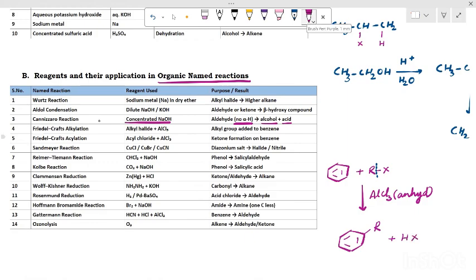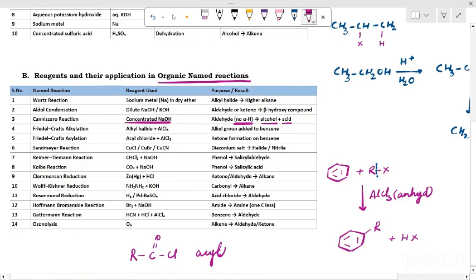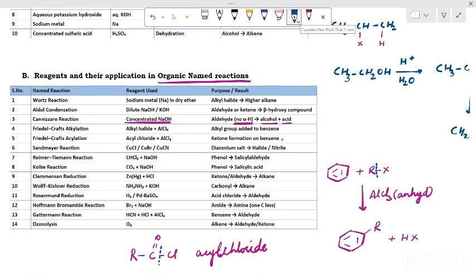Friedel-Crafts acylation. So we have acyl chloride. Acyl chloride is RCOCl. इसको acyl chloride कहते हैं. Again, acyl chloride में जो bond cleavage होगा, that will be heterolysis, formation of acylium cation, and this acylium cation attacks the benzene ring, forming ketone as the main product.